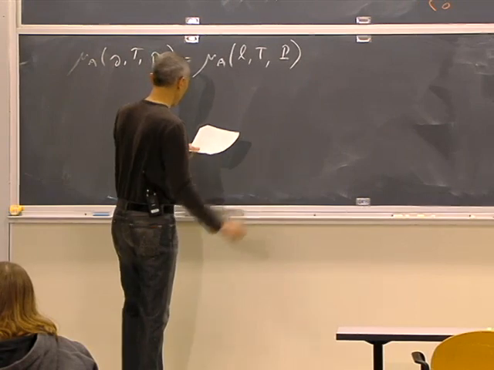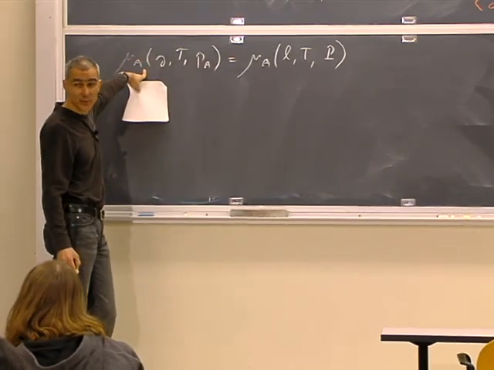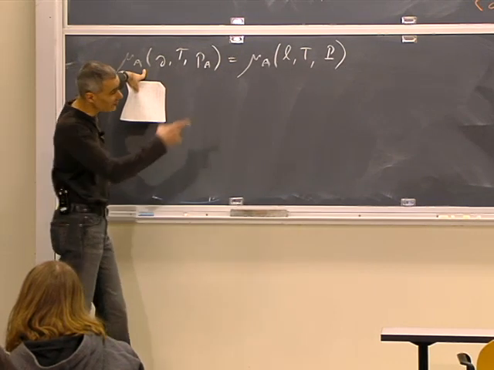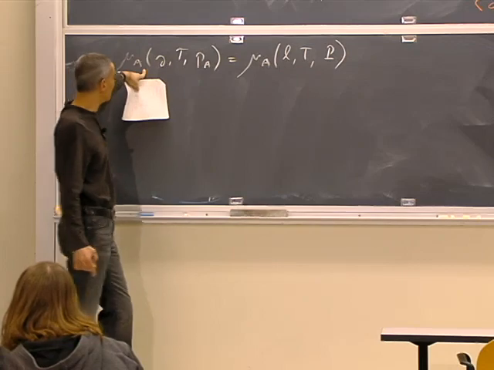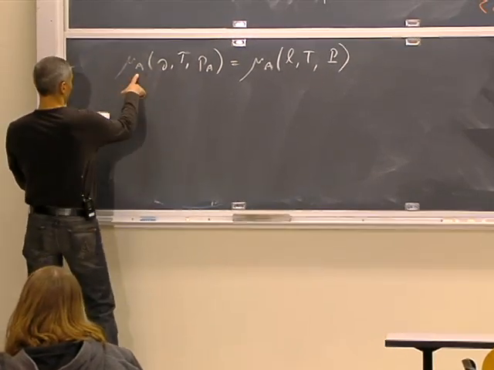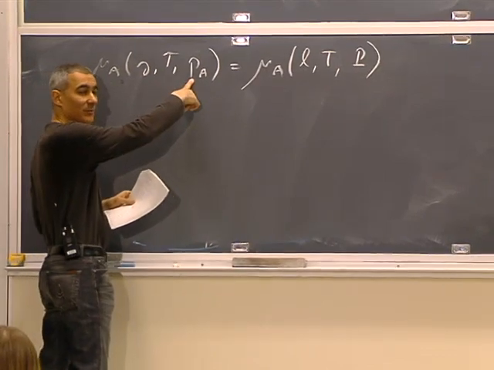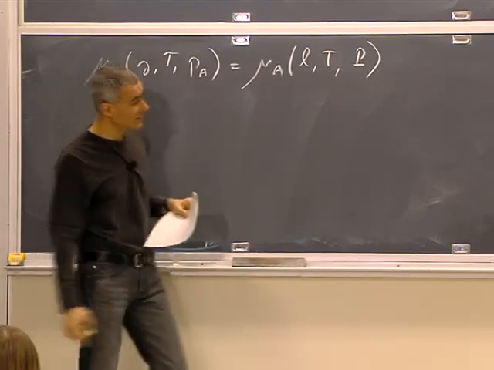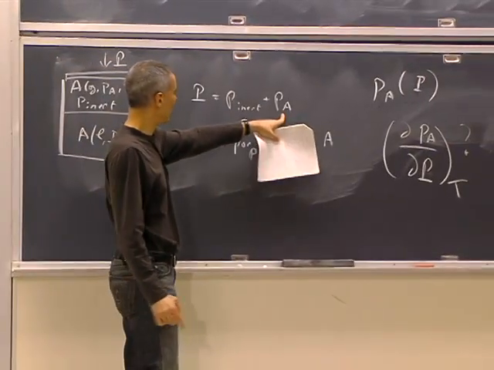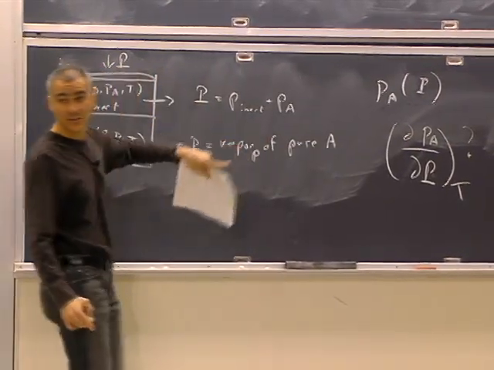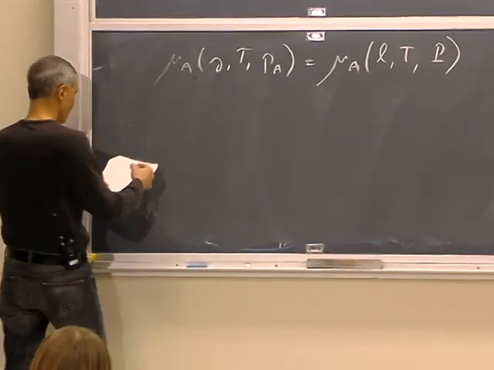Well, before we do that, what we're after is the derivative. Let's take the derivative of both sides. We're looking at the derivative with respect to pressure here. Let's take the derivative of both sides with pressure and see what happens. So let's take the derivative of this with respect to total pressure. Well, this isn't total pressure. This is the partial pressure of A. But it's a function of the total pressure, right? Partial pressure of A is total pressure minus P inert. So we have to use the chain rule.